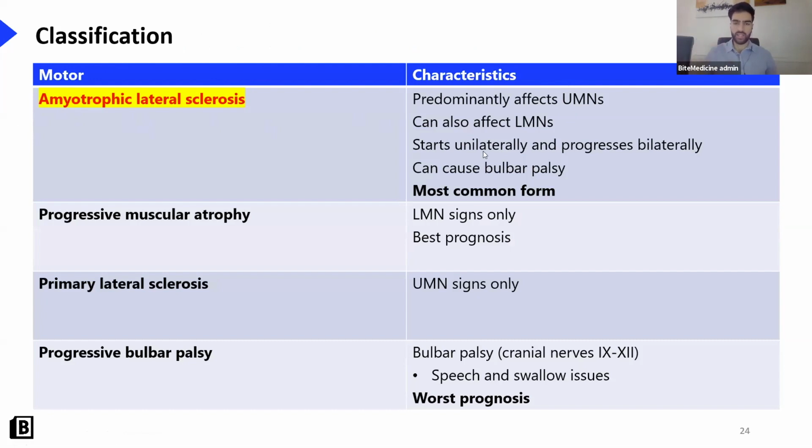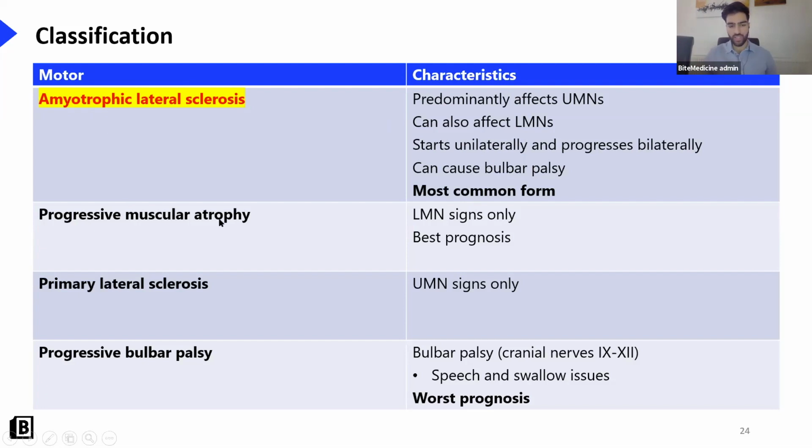It typically starts unilaterally in one limb, and then over the course of the disease, it will spread to the other limbs. You can also get bulbar dysfunction, which I'll go into in a second, and it's the most common form of motor neuron disease. Okay, so motor neuron disease is very rare, but if the patient does have motor neuron disease, this is the most common form.